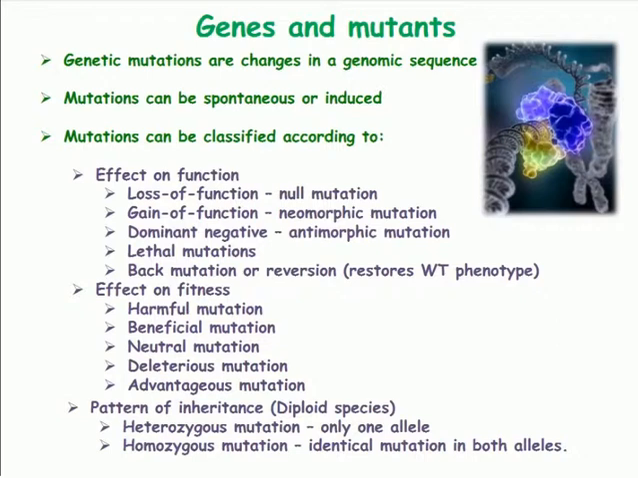The pattern of inheritance is quite important because, like humans, plants are diploid species. So we will be talking about a homozygous mutation, when you have the mutation in both copies of the gene, so from your mom and your dad, and heterozygous when only one of them contains the mutated allele.